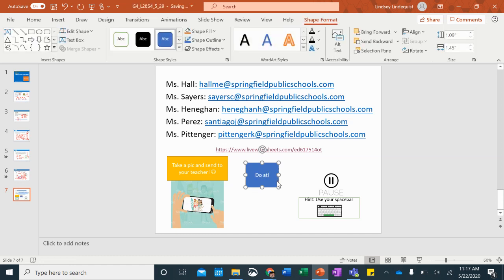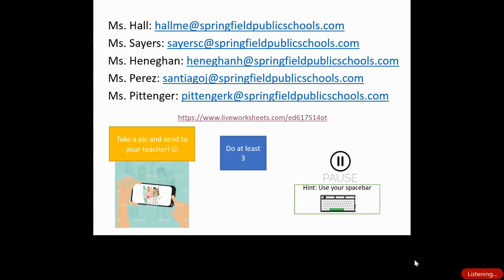Do at least 3 of these problems. Okay, that's your job. This week is to do at least 3 of those problems that are on the live worksheets. So if you have any questions, please let your classroom teacher know.